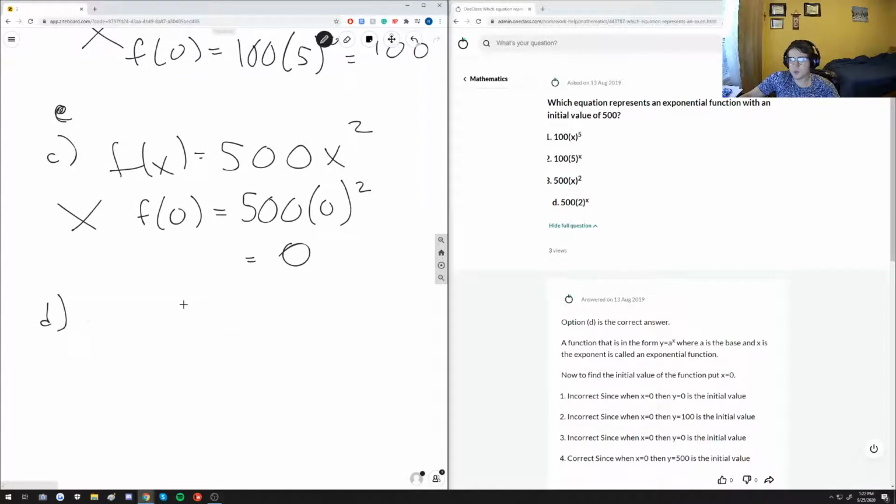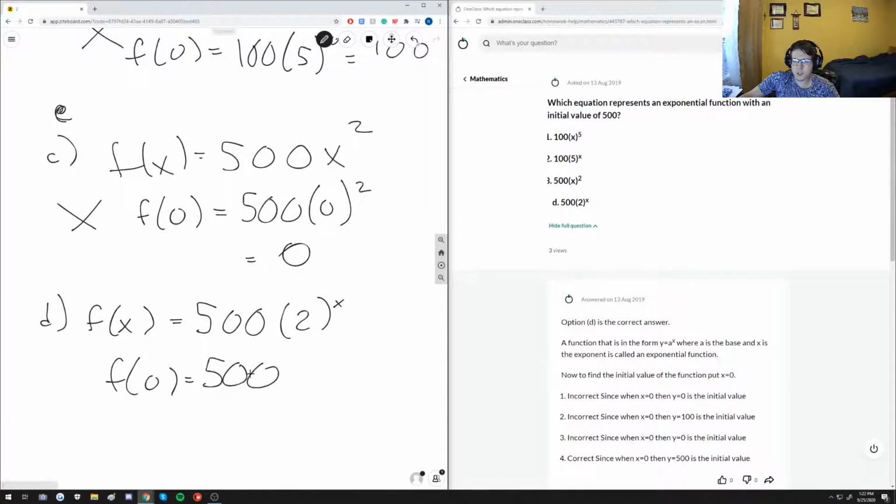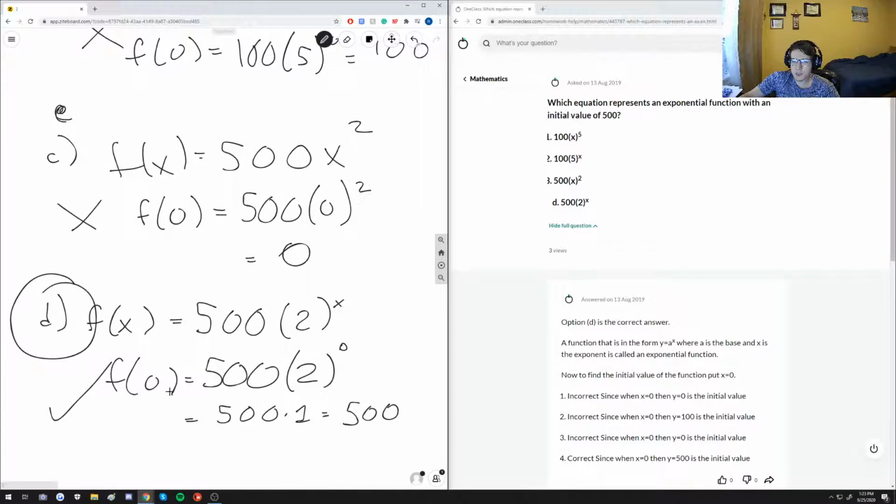Our last choice should be the correct one, but let's just make sure it is. So we get f of x is equal to 500 times 2 to the x, and we want to solve for f of 0 once again, and we get 500 times 2 to the 0th power. Anything raised to the 0th power is 1. We get 500 times 1, and then we get 500. So because f of 0 is 500, the initial value of D is 500, and that is our correct answer.